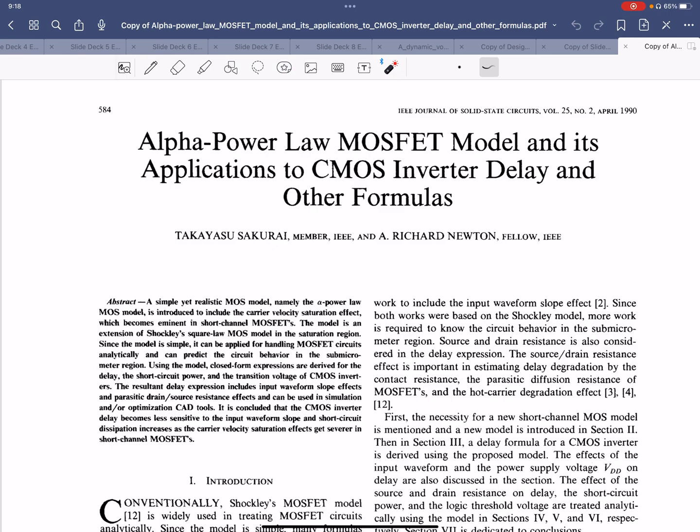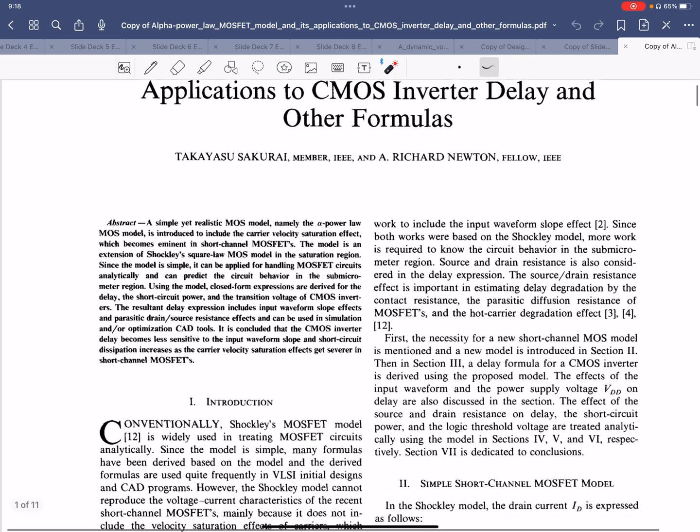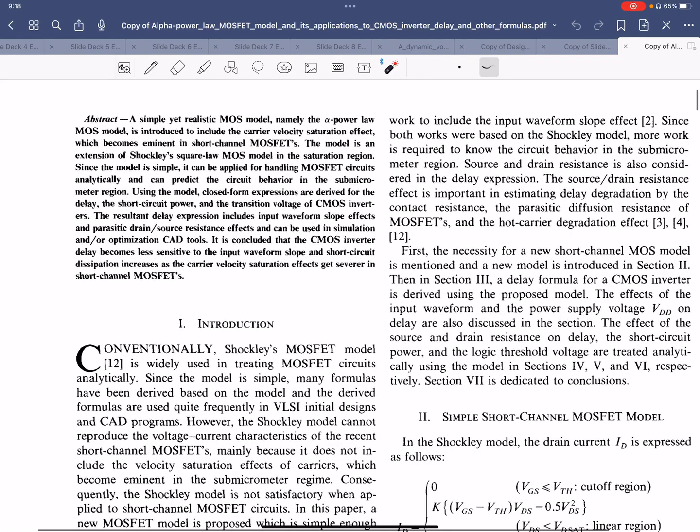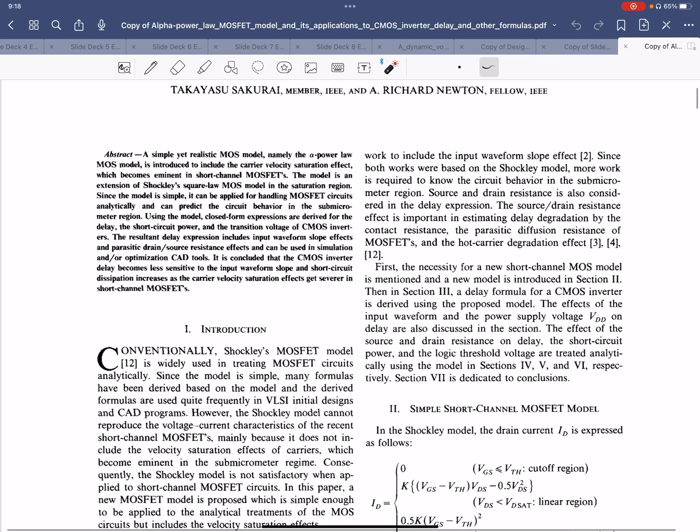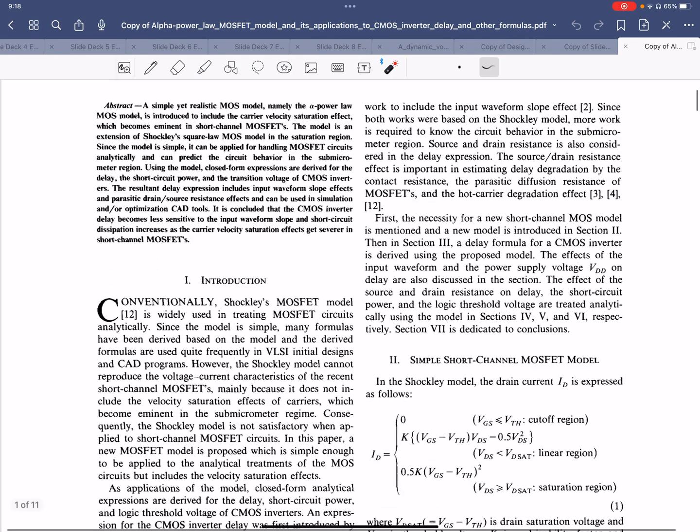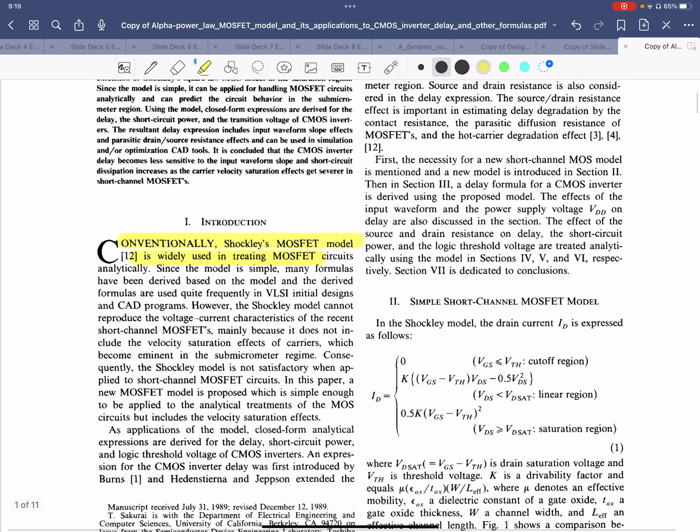For designs, you would want to use the computer-aided design models, but the question is how to have a model that you can hand calculate short channel device characteristics, because they're not going to have a simple model. So anyway, the way it starts is by saying that typically the Shockley model is used for doing analytic circuit calculation. That's a pretty simple model, and it's given here.